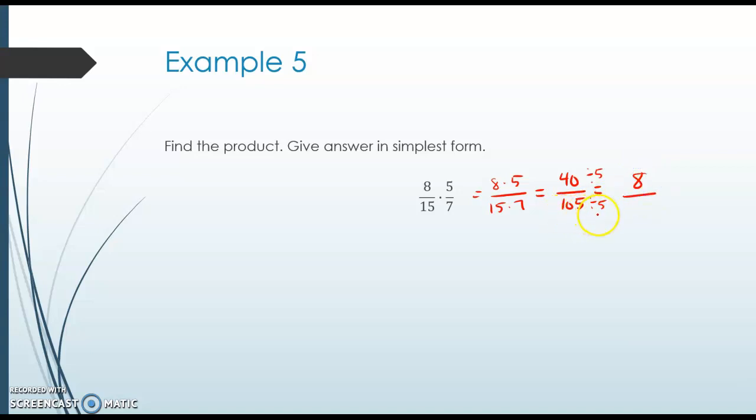And then 105 divided by 5, and if you need to, I know 5 goes into 10 twice, right? And we bring the 5 down, and 5 goes into 5 once. So that means 5 goes into 105 21 times. And then I just double check, but nothing goes into both 8 and 21. And so my final answer is 8/21. And that's how we multiply. As easy as that, just multiply straight across and then reduce your answer in the end.